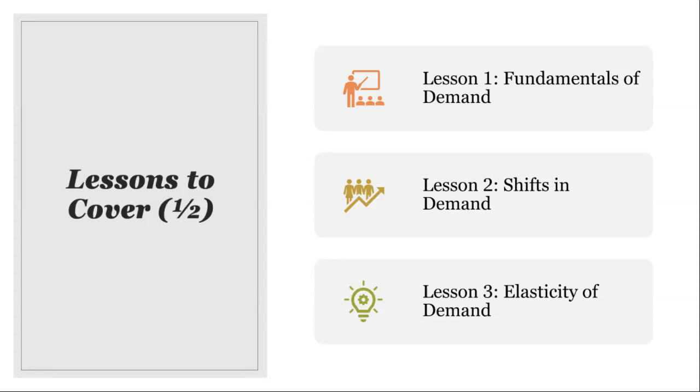Imagine you're in a grocery store. The demand for a particular type of cereal, let's say crispy oats, depends on several factors. The first is price. As the price of crispy oats decreases, generally more people will be willing and able to buy it. This relationship between price and quantity demanded is known as the law of demand.